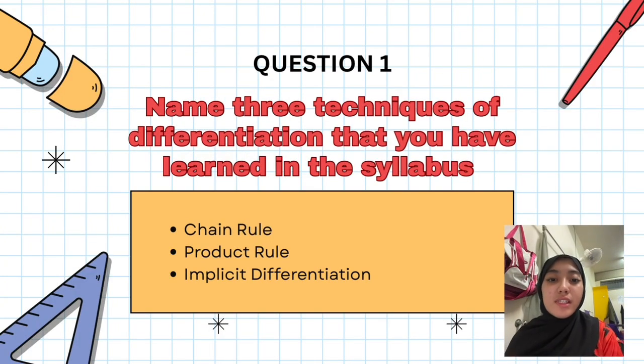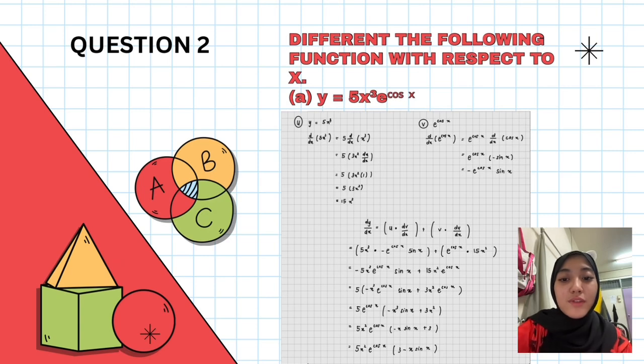Then, name 3 techniques of differentiation that you have learned in the syllabus. The 3 techniques of differentiation that I have learned in the syllabus are chain rule, product rule, and implicit differentiation. For this question, we need to differentiate the function y equals 5x cubed e to the power of cos x. Since this function has 2 terms multiplied together, we use the product rule.